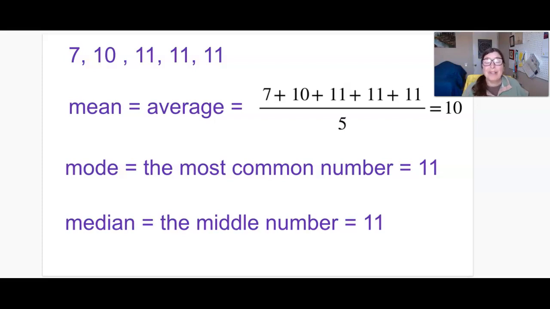So here are the first 3 terms, and you've probably heard them before. The mean is another word for average. Say you're given these 5 numbers here: you add them all up and divide by the number of numbers there are, in this case 5. So the average for this set of numbers is 10. The mode is the number that appears the most often. In this case, 11 appears 3 times, so it is the mode. And the median is the middle number when you line up the numbers from smaller to bigger. So 1, 2, 3, 4, 5. This 11 is the median.